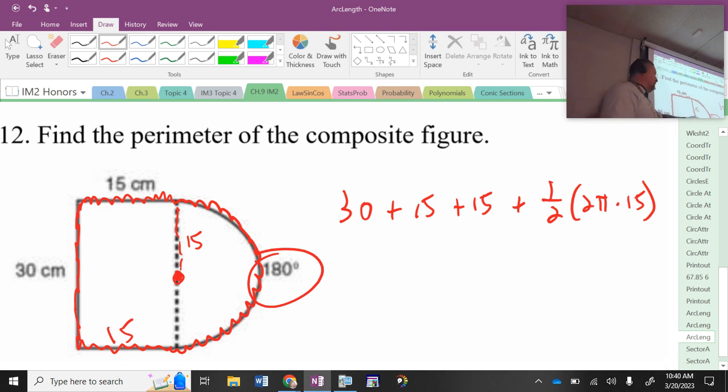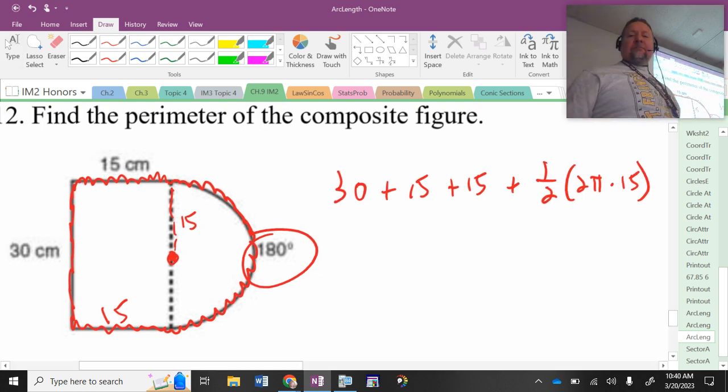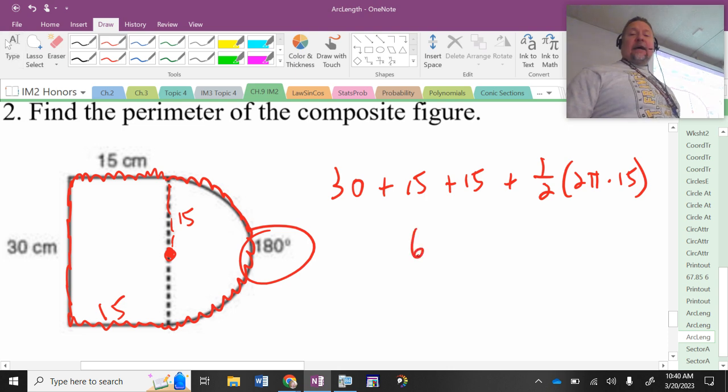I guess I assumed too much that that was the diameter, but it has to be. When you attach a circle like this to an end of a rectangle, that has to be half of a circle. That has to be the diameter. No two ways about it. So that's actually 60.